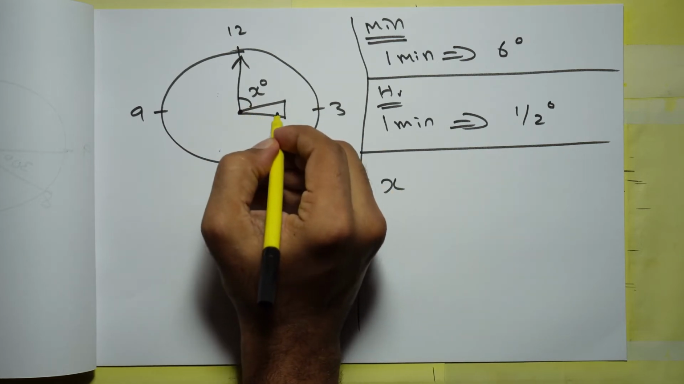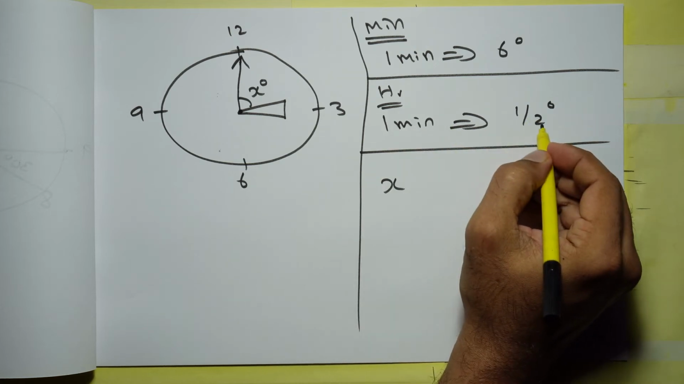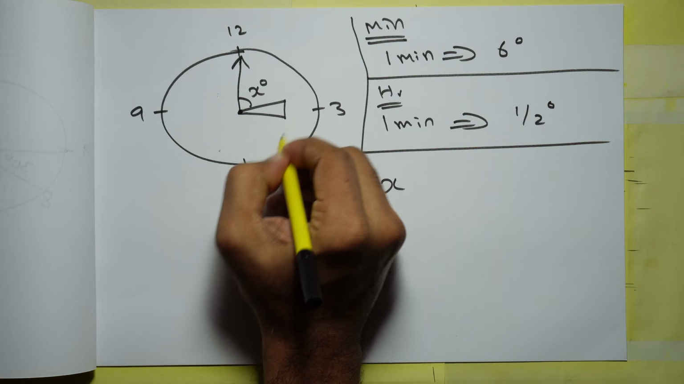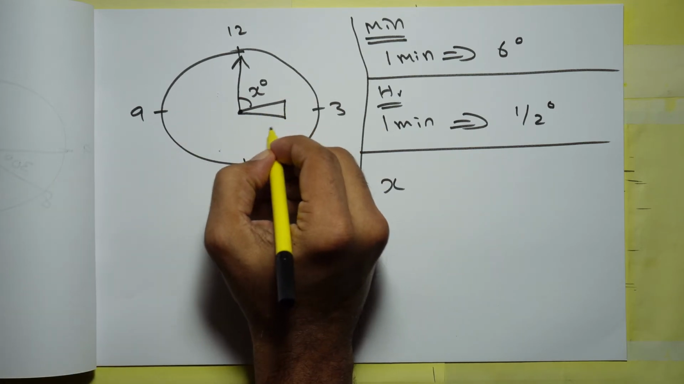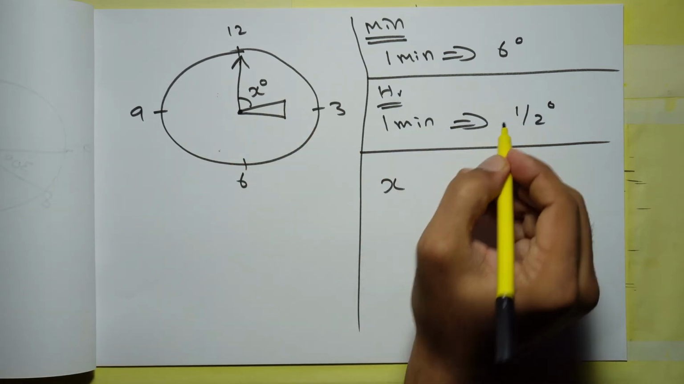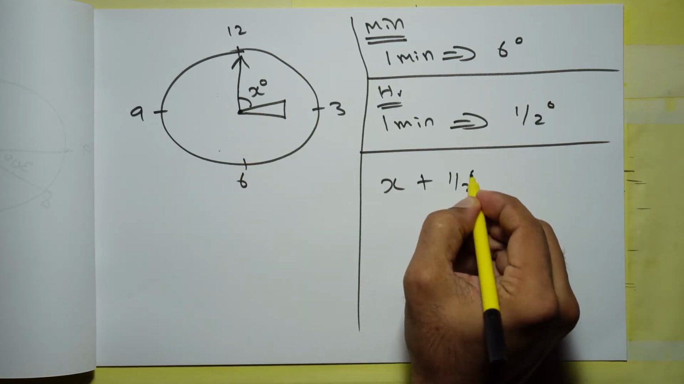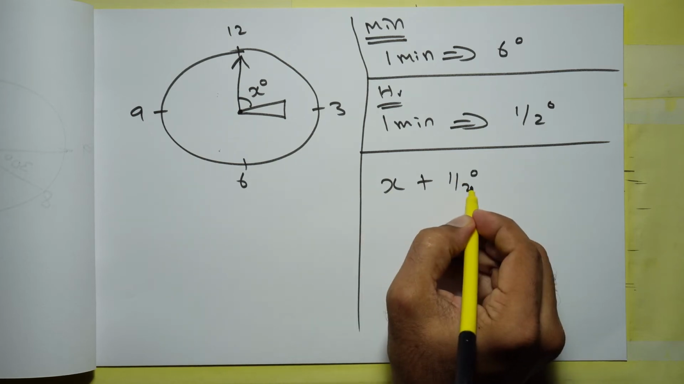Now if you look at the hour hand alone, in 1 minute it will move half a degree. Both the hour hand and the minute hand are moving in the clockwise direction. So you can see that the hour hand is increasing the angle. In 1 minute, the hour hand will increase this angle by half a degree. It will be x plus half.